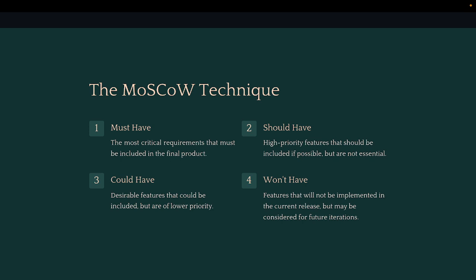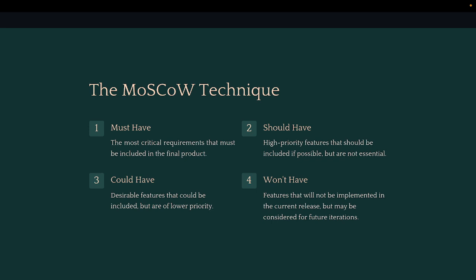The MoSCoW technique is a prioritization method used in project management and software development to categorize requirements or tasks into four distinct groups based on their importance. First one is must-have. These are requirements or features that are deemed essential for the project's success.